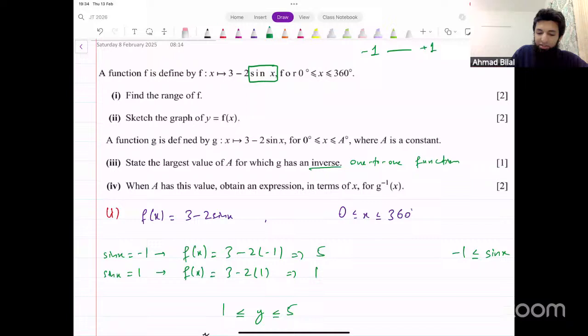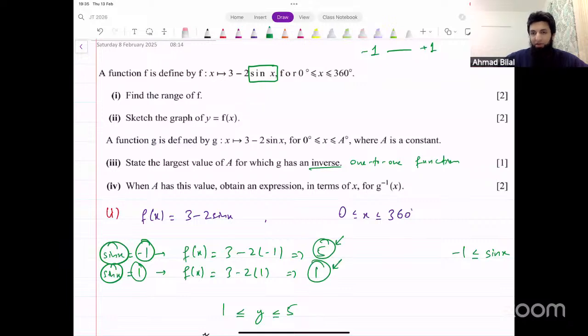To find the extreme possible values, the maximum and minimum possible values of the function f, in place of sine x, you input -1 once. In this case, that gives you 5. In place of sine x, you input 1, and that gives you another value, which is 1. Whichever is the bigger value, that's the greatest possible value of that function. Whatever is the smaller value, that's the least possible value. That's the same idea that we're using there.